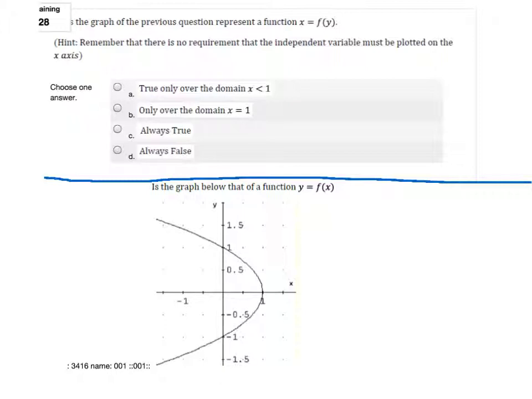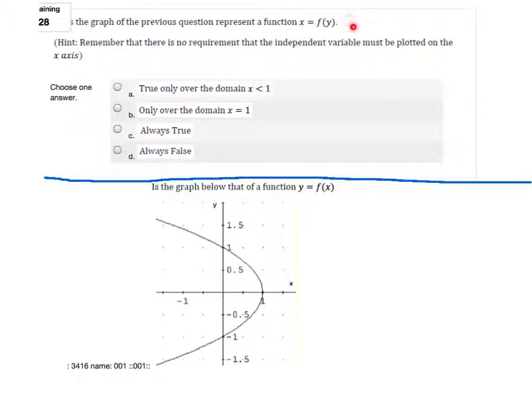Yeah, here we go. So this is your question over here. Does the graph of the previous function represent a function x equals f of y? So in this case, it's asking you whether, and here's the previous question, the graph in the previous question is over here. X is plotted on the x-axis, y is plotted on the y-axis as usual.